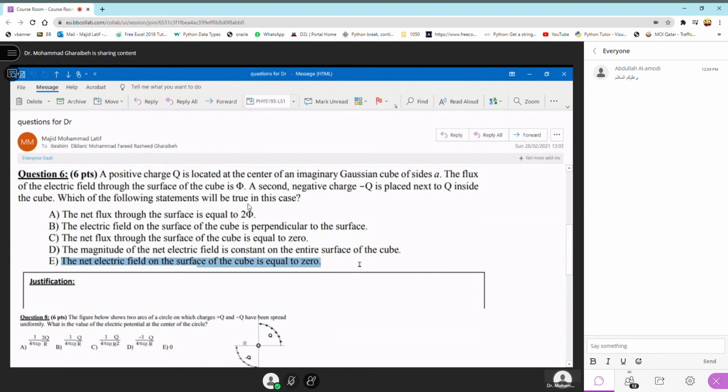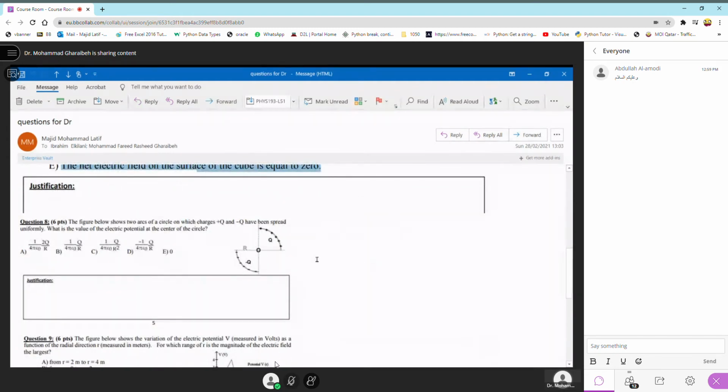So what is wrong? Because the net charge inside the Gauss is 0. If the Q's weren't the same, it wouldn't be 0, right? The electric field is 0 because the net charge inside Gauss is 0. Yes, doctor. Okay, thank you. Next.